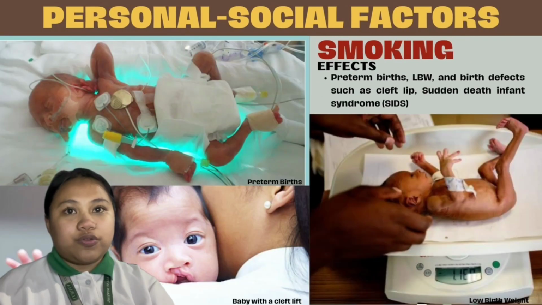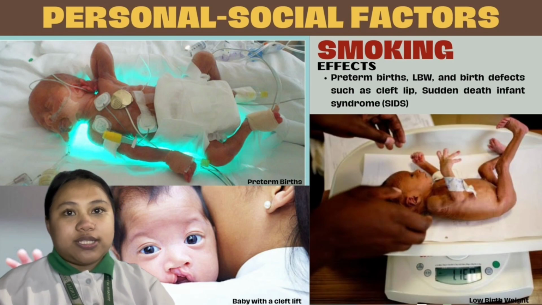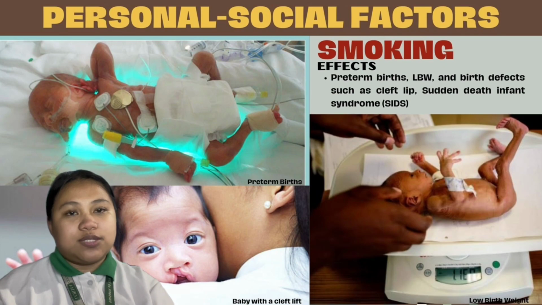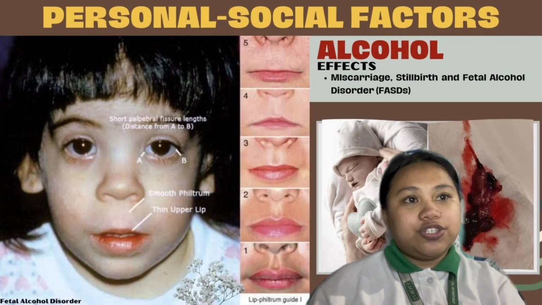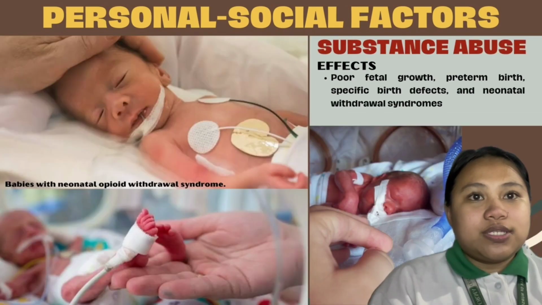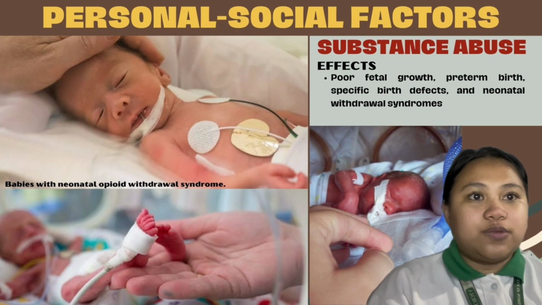Next factor, we have smoking. Maternal smoking during pregnancy is linked with higher risk of preterm births, low birth weights, and birth defects such as cleft lip due to exposure of the fetus to harmful chemicals in tobacco. Next, we have alcohol. Alcohol during pregnancy can cause miscarriage, stillbirth, and a range of lifelong birth defects known as fetal alcohol spectrum disorders. Substance abuse, including illegal drug use, can lead to poor fetal growth, preterm birth, specific birth defects, and neonatal withdrawal syndromes. Opioids, for example, are linked to neonatal opioid withdrawal syndrome.